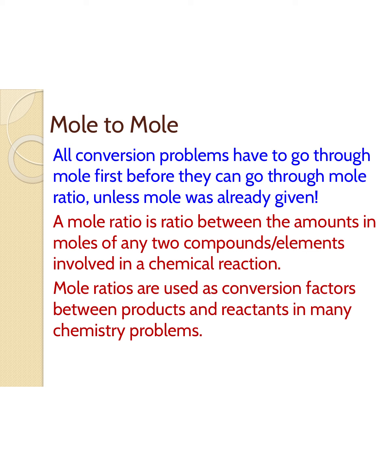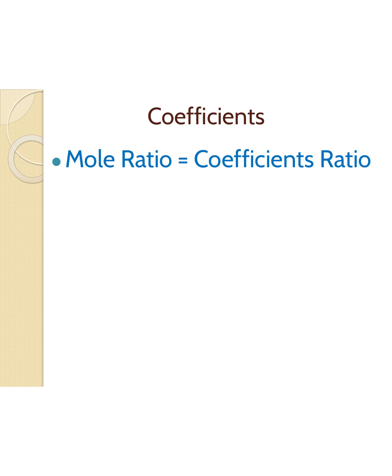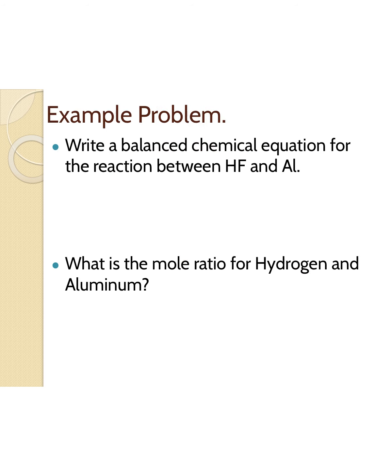Okay, so everything will go through the mole at least one time. Some of these brackets will have mole one time, some brackets will have mole twice. The bracket that has mole to mole is called the mole ratio, and it's just a comparison of the coefficients in a balanced chemical equation. So it's just a ratio or comparison or fraction of the whole number coefficients found in the chemical equation that is already balanced. So let's do some, okay? Once again, the mole ratio is just the coefficient ratio in the balanced equation.